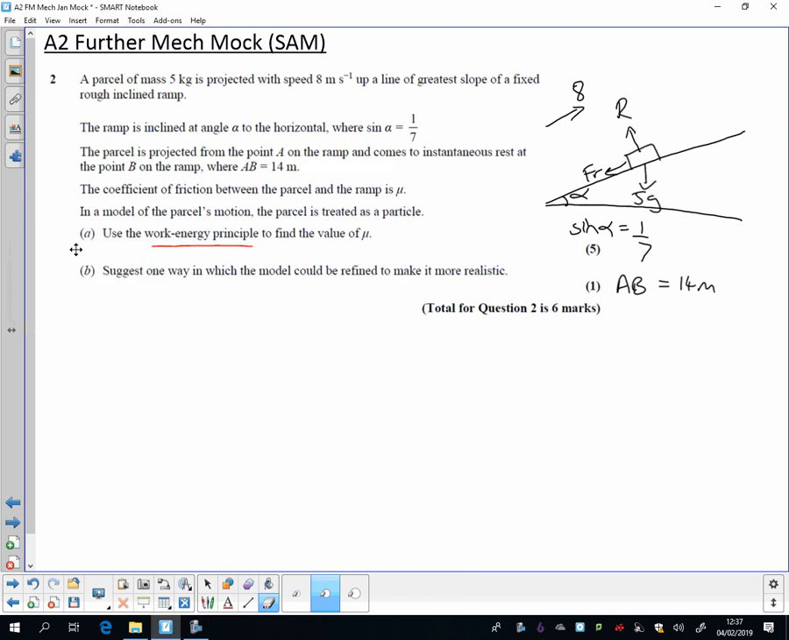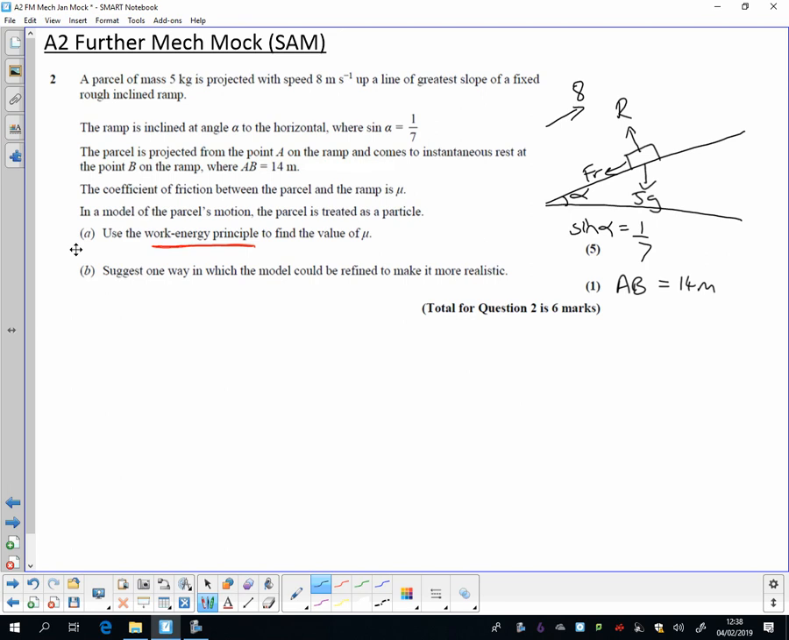Okay, on this question, it's very important that you read it and you use the work energy principle as highlighted, as they've told you to use that method and other methods won't get any credit. So what I've done to start with is draw a diagram, always a good idea on a mechanics question.